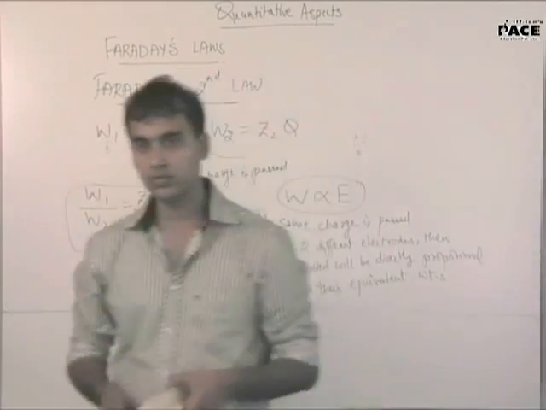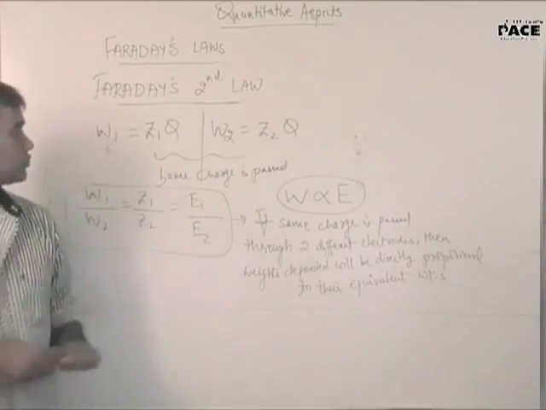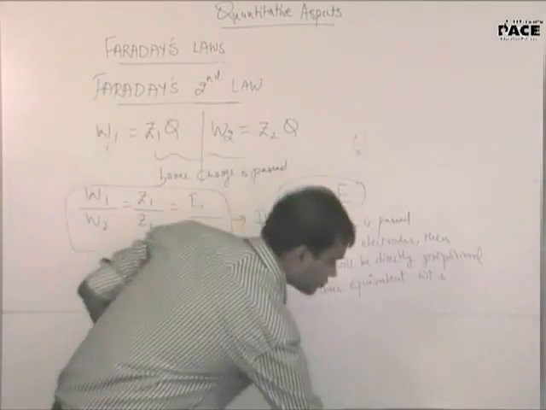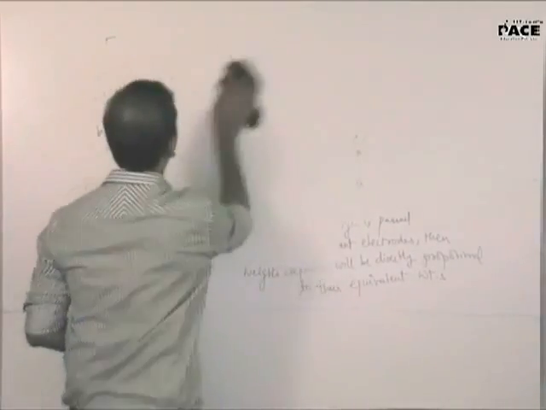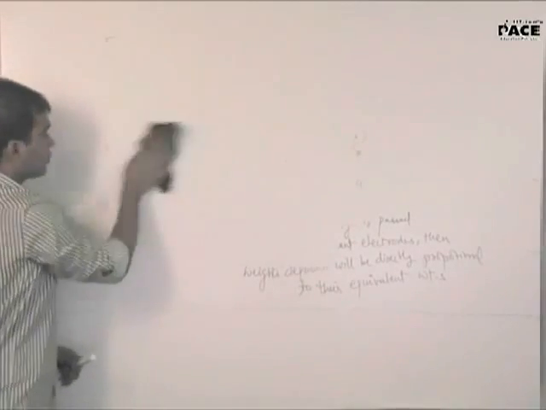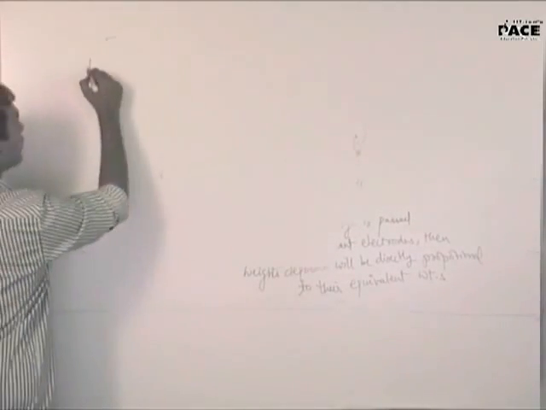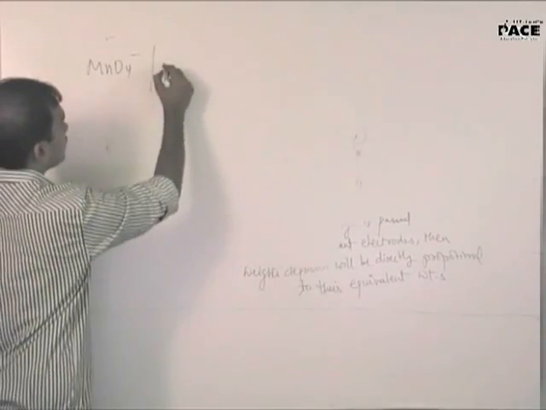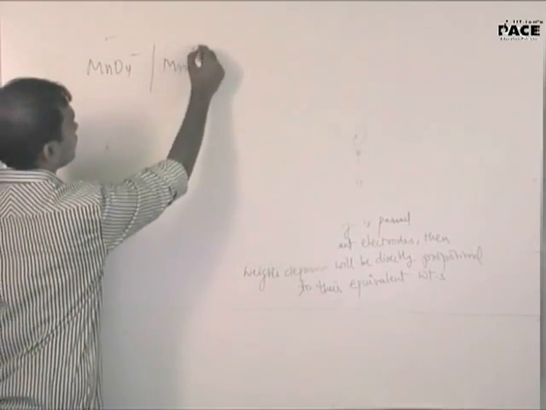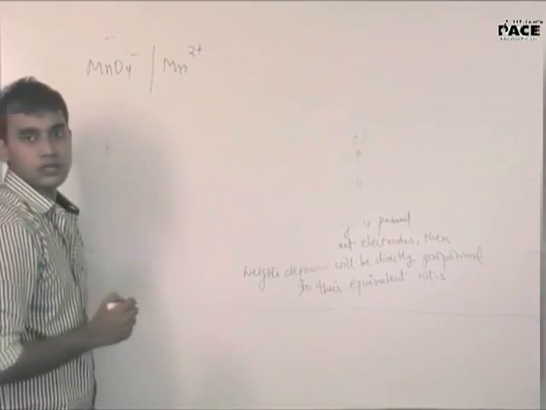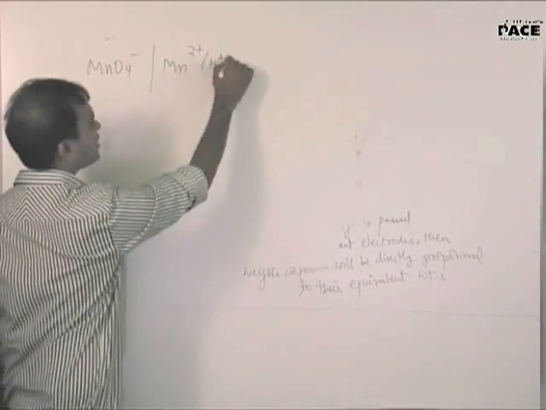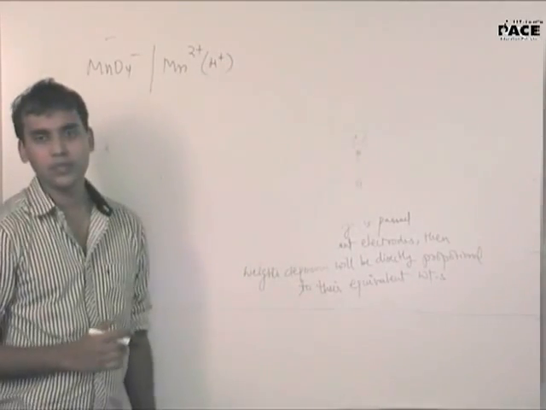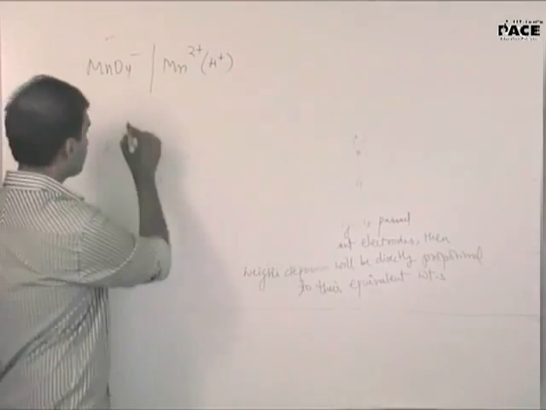Sir, there's a question given. Objective. Sir, in that, MnO4 is getting reduced to Mn2+ in an acidic medium. That's why it's acidic medium. Sir, then Cr2O7. Sir, E0 for this is given as.